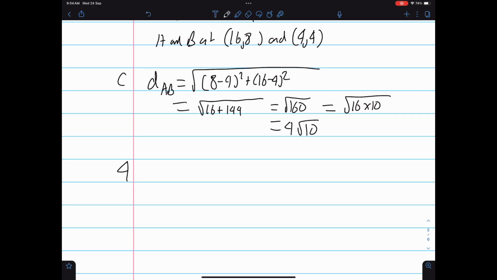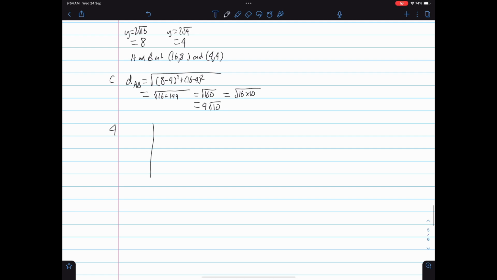Question 4. Right, we're given a bit of a diagram of something like this.